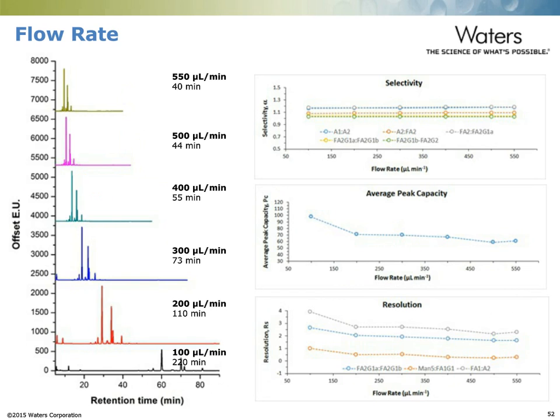Another factor that's commonly looked at would be flow rate. Again, as we saw with temperature, there's very little change in selectivity. And as we increase the flow rate, we see a corresponding decrease in the peak capacity of the separation and also largely a decrease in resolution. So moving to lower flow rates could provide better peak capacity and better resolution.